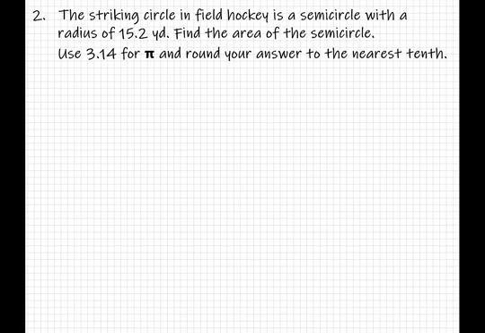The striking circle in field hockey is a semicircle with a radius of 15.2 yards. Find the area of the semicircle. Use 3.14 for pi, and we're going to round our answer to the nearest tenth.